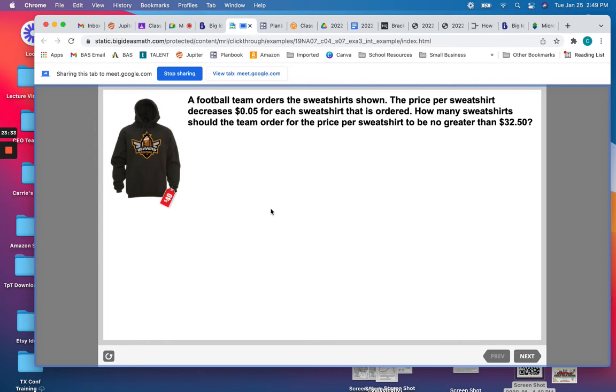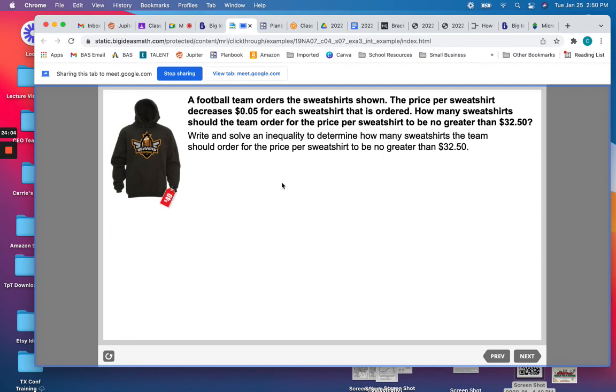A football team orders the sweatshirts you see over here on the left. The price per sweatshirt decreases 5 cents for each sweatshirt that is ordered. How many sweatshirts should the team order for the price of the sweatshirt to be no greater than $32.50? Right now the sweatshirt costs $40. Each time I order, I get an additional 5 cents off. So we need to figure out how to solve for the price of each sweatshirt to be $32.50.